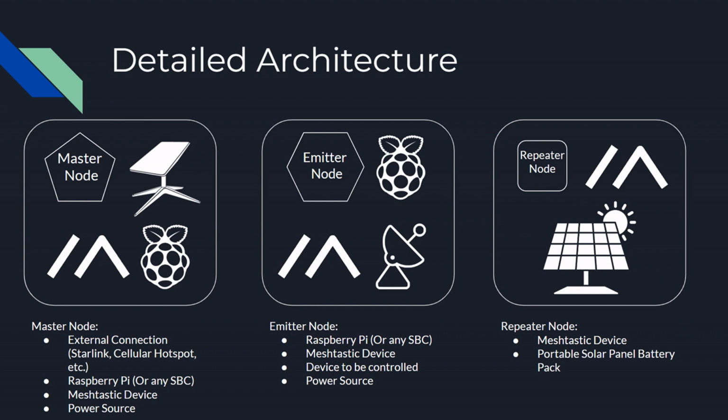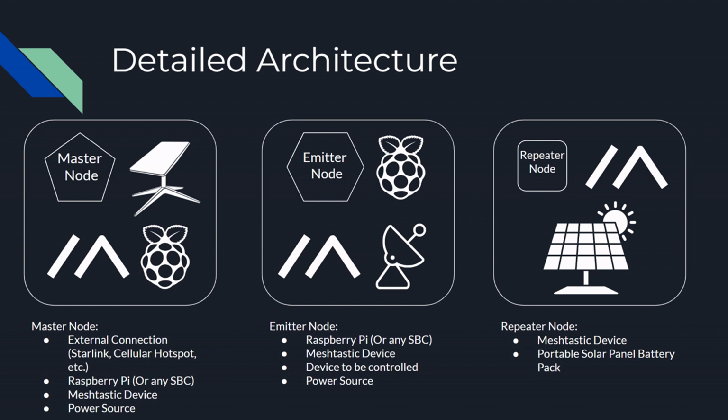The emitter node will have a Raspberry Pi or any other single board computer in order to receive signals from the master node and send messages and replies back. It'll have a Meshtastic device in order to actually facilitate the RF communications. It'll need to be connected to the device controlled, whether it's hooked up directly or using a network on board to connect, and a power source to power these devices.